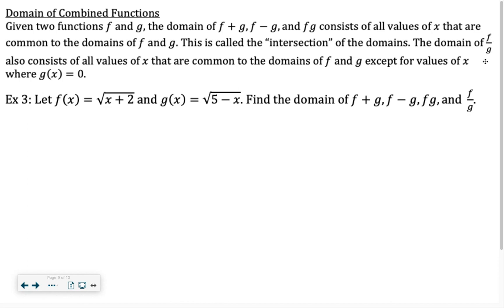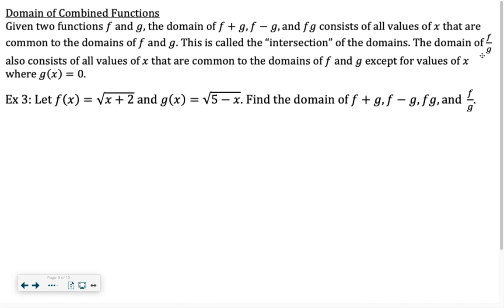So the domain of division, if we have f divided by g, is the same thing, the values that are common to those domains, except we also have to exclude the values where the denominator is 0, which in this case is g.